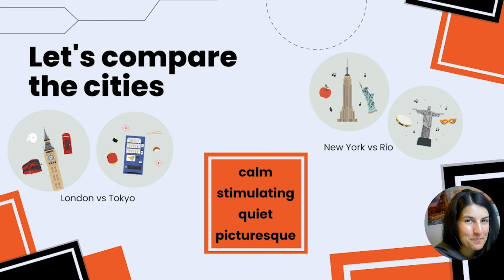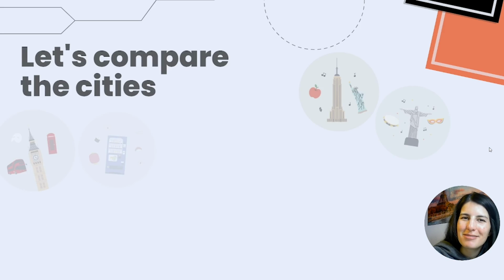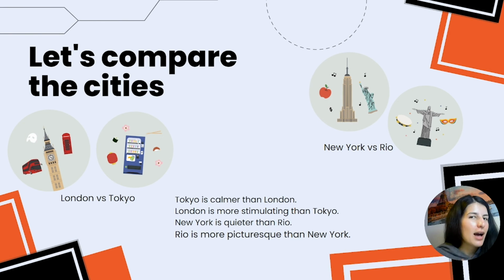Are you done? Very well. Let's take a look and compare our answers. Here's what I came up with. You might have different sentences, but we must have the exact same comparative adjectives. So let's take a look. I said Tokyo is calmer, using the adjective calm with ER at the end. Tokyo is calmer than London. London, on the other hand, is more stimulating than Tokyo.